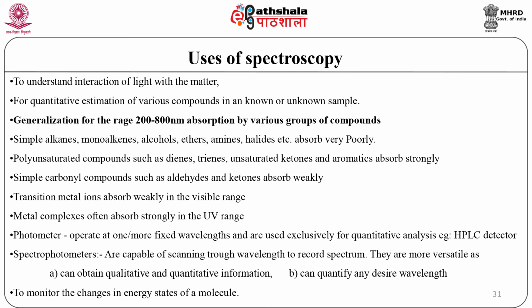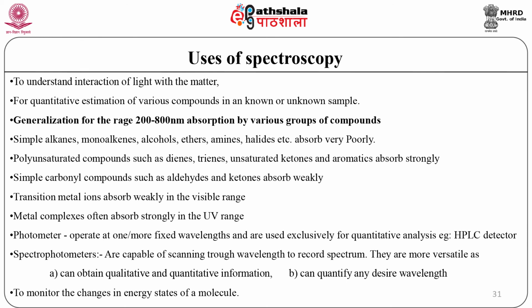Uses of spectroscopy. Spectroscopy is generally used to understand how light interacts with matter. For quantitative estimation of various compounds in an unknown or known sample, this type of spectroscopy is used. Generalization for the range of 200 to 800 nanometer absorption by various groups of compounds: simple alkanes, monoalkenes, alcohols, ethers, amines, halides, etc. absorb very poorly. In fact, they are good solvents for UV-visible spectrometry.